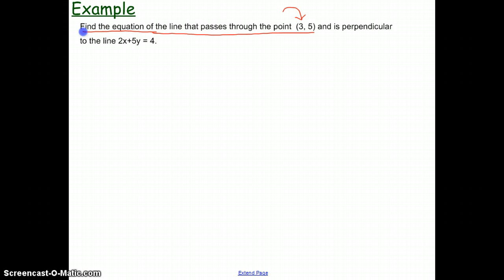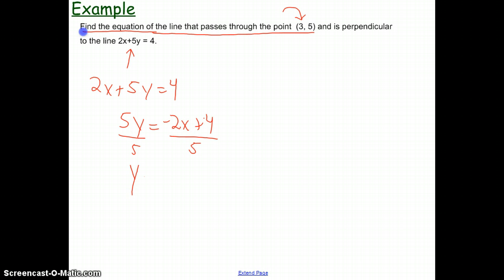The line that we're trying to write the equation for, it's going to be perpendicular to this equation. So what we need to know is, what is the slope of this line? 2x plus 5y equals 4. To know the slope of a line, put it into the slope-intercept form, which means solve for y. So I'm going to subtract 2x from both sides. Going to divide everything by 5. y equals a negative 2/5 x, so each term in that numerator gets divided by 5, plus 4/5. What we're really concerned with, though, is just the slope of this line, which is the negative 2/5.